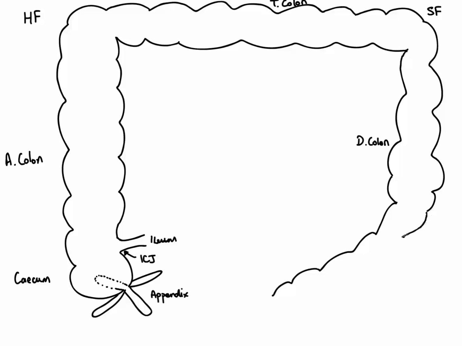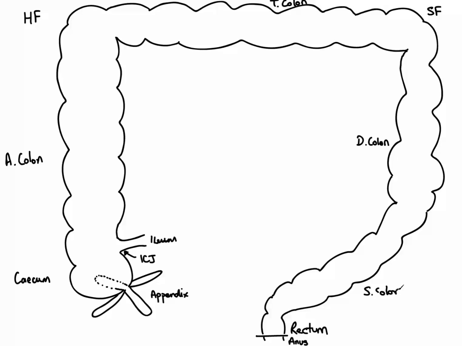via the sigmoid colon. So it heads towards the midline as the sigmoid colon, which then is continuous with the rectum. So here we have the rectum, which obviously is in the midline. The rectum is continuous with the anus as it passes through the pelvic floor. So here we can see the rectum, here we can see the anus, and here we've got the sigmoid colon.